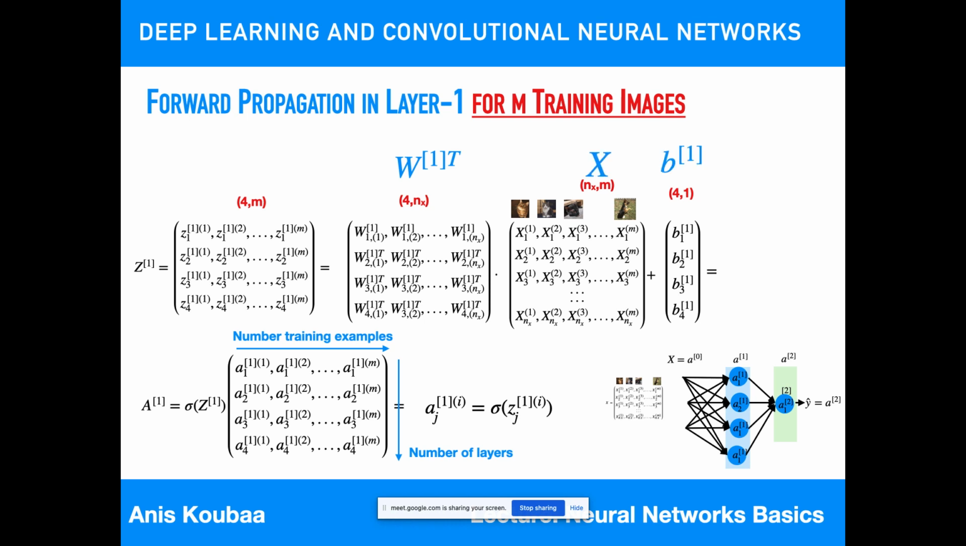Okay, so this is W1, X, B1, and Z1 here. These are the different shapes in case we process a batch of M training images.